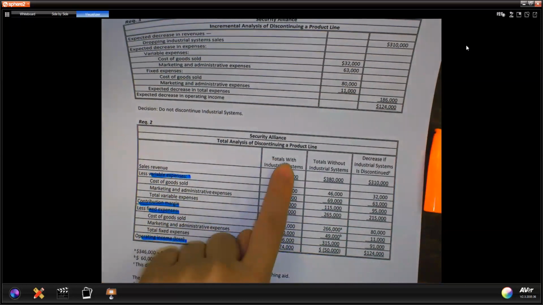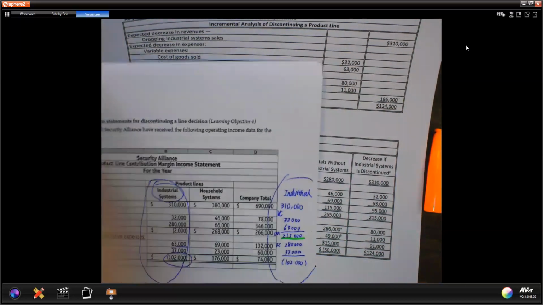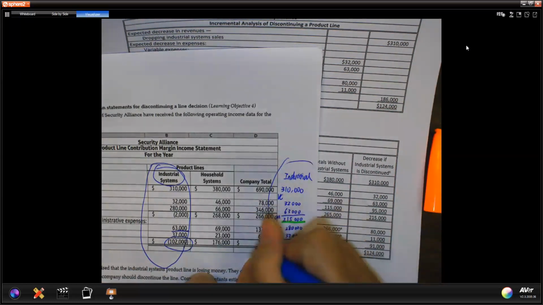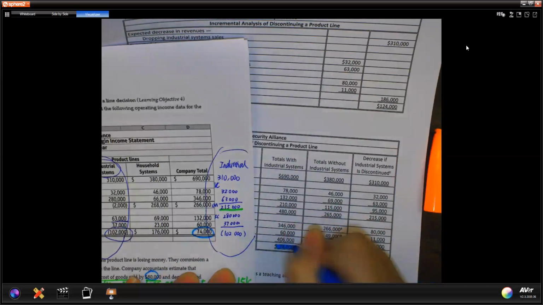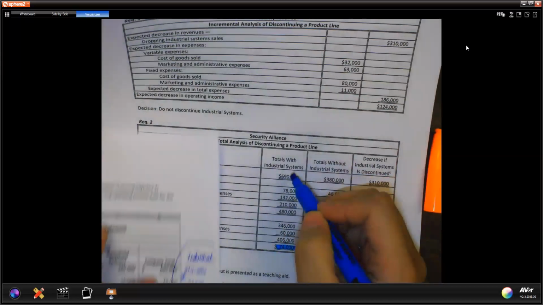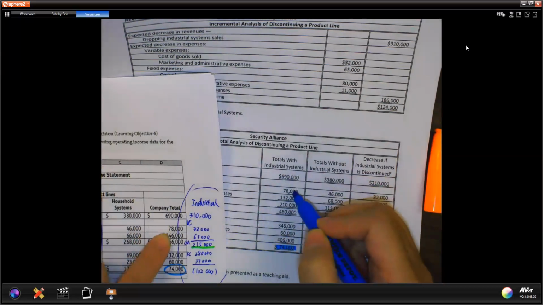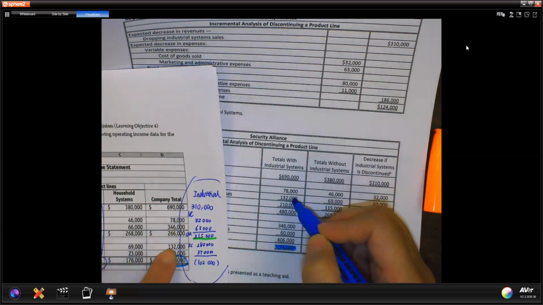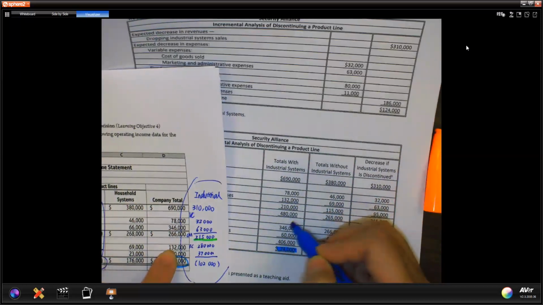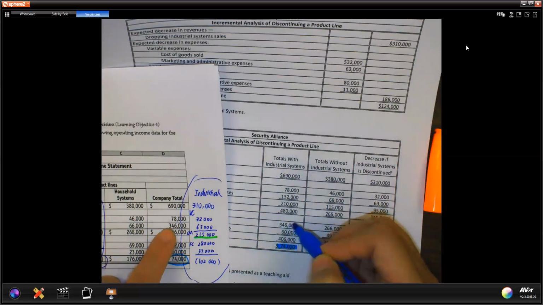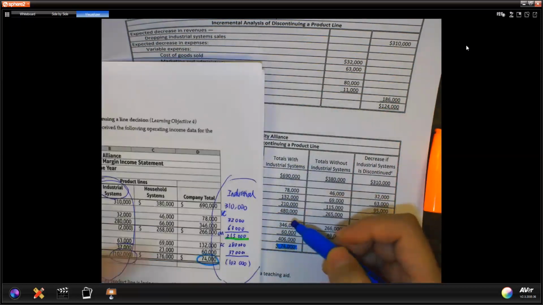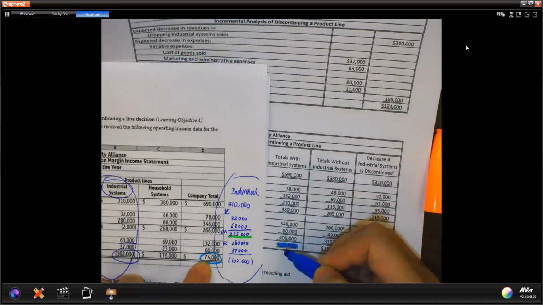We said with your industrial system, it will be the same 74,000. So we just rearrange everything. Revenue is 690. You minus your variable cost of goods sold, you minus your variable operating, you get your contribution margin. You minus your fixed cost of goods sold, you minus your fixed operating, you get your operating income. So you basically rearrange your income statement.